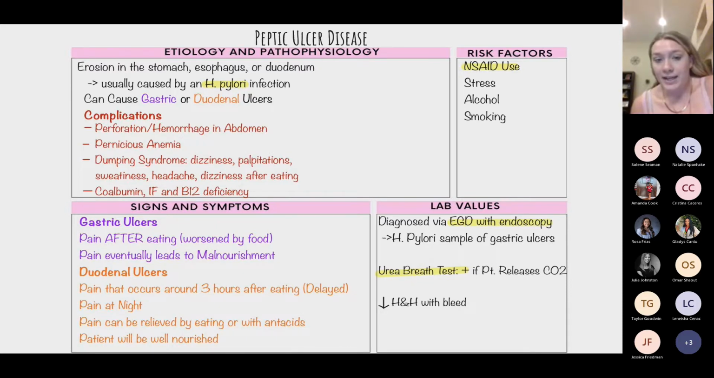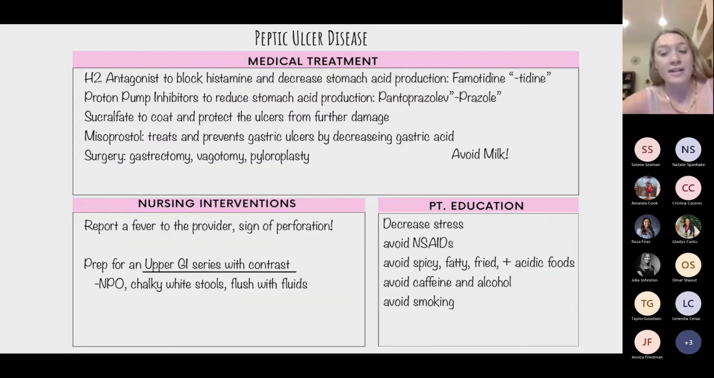How we're going to diagnose it, we're going to get an endoscopy. We can also get an H. pylori sample of the gastric ulcers to see if that's really what's eroding these ulcers. You can also do your urea breath test for H. pylori. And what happens with this is that it is positive if my patient releases more carbon dioxide than the baseline. So I encourage you guys to go ahead and review that again. If there's any sort of bleed, and this goes for any bleed anywhere in the body, you are going to see a decrease in hemoglobin and hematocrit as well. And if there is a bleed or perforation, that's when we're going to see that rigid, board-like abdomen.